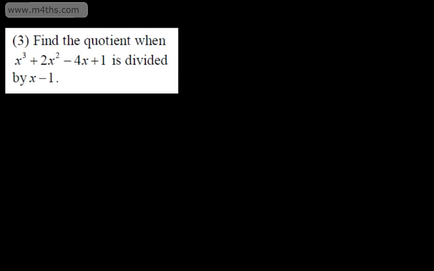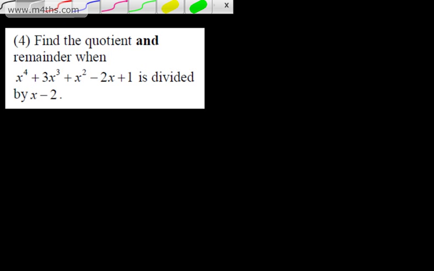So next one we're going to look at question number 4. Find the quotient and remainder when x to the 4th plus 3x cubed plus x squared minus 2x plus 1 is divided by x minus 2. We're dividing a quartic by a linear, which will give us a cubic. So if you want your m and n, this power here is 4, so m would be 4, n is 1, so the resulting expression, the quotient, will be a cubic term.